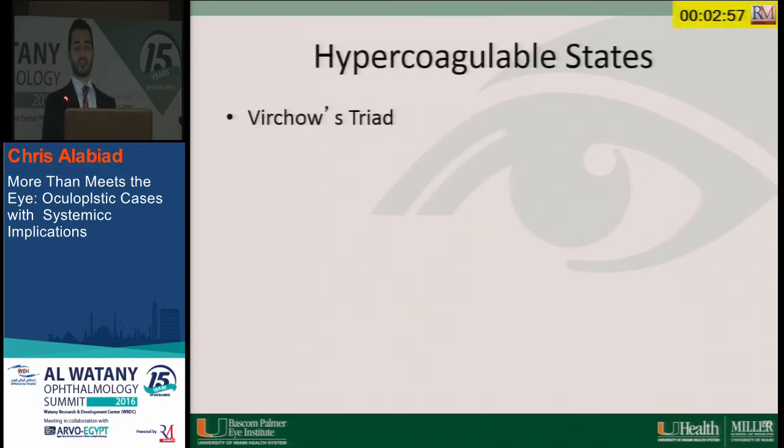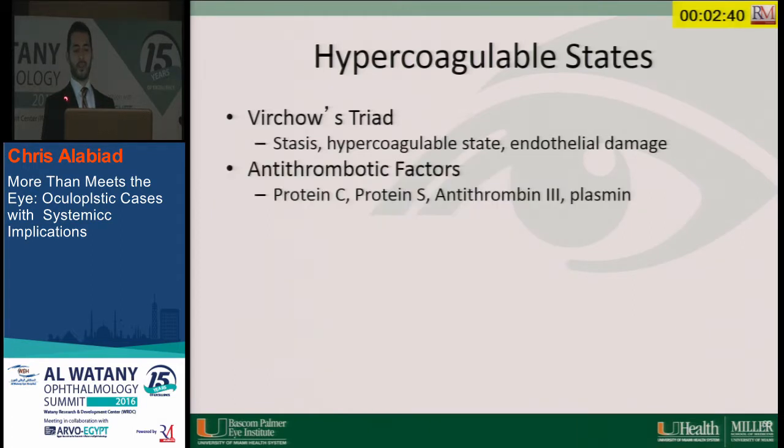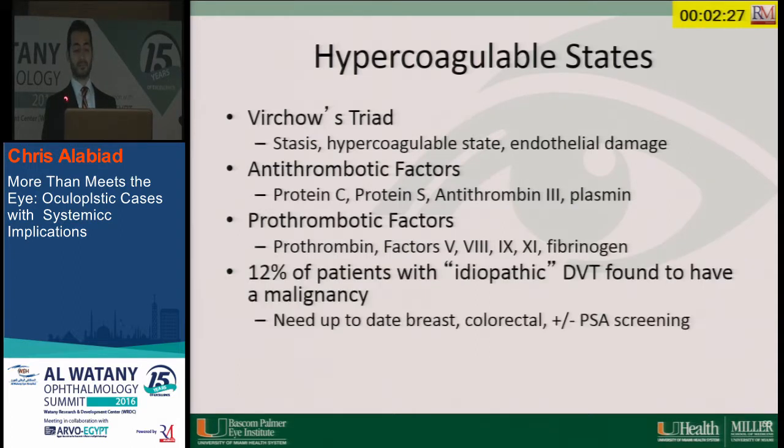So just to give you a little review on hypercoagulable states, we were taught in medical school about Virchow's triad, Virchow being a very famous German physician who's the father of modern pathology. His triad includes stasis, hypercoagulable state, and endothelial damage as risk factors for clot formation. We have antithrombotic factors in our bloodstream, including protein C, S, antithrombin III, and plasmin. We have prothrombotic factors, including prothrombin, factors 5, 8, 9, 11, and fibrinogen.